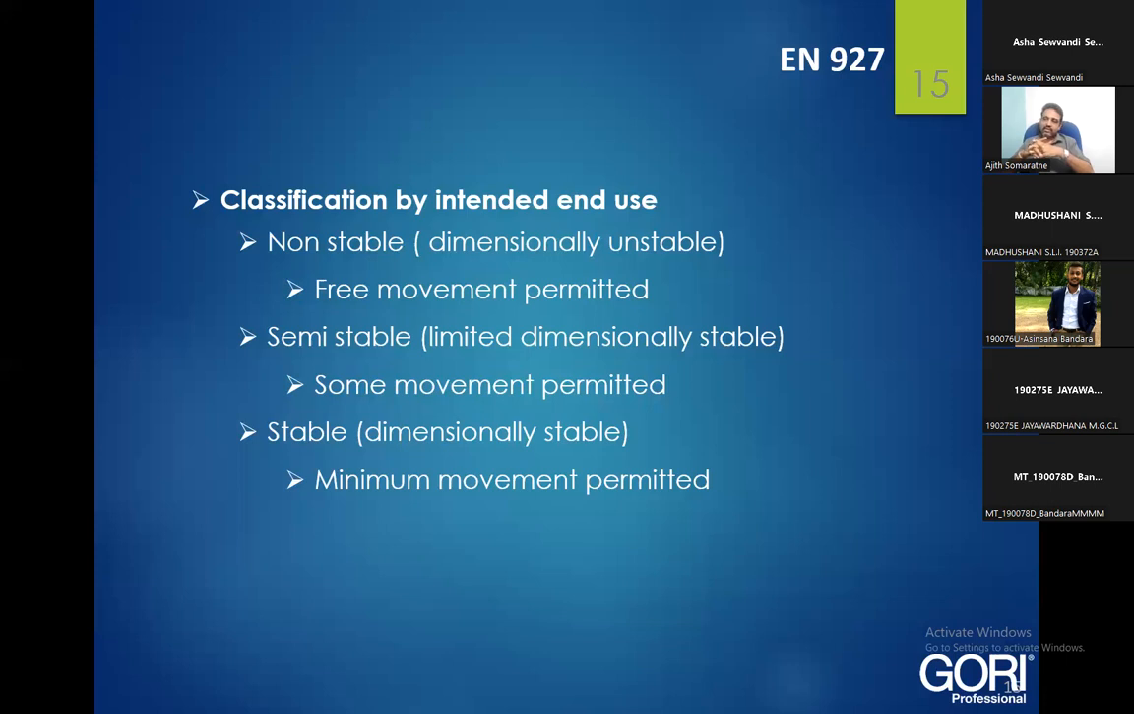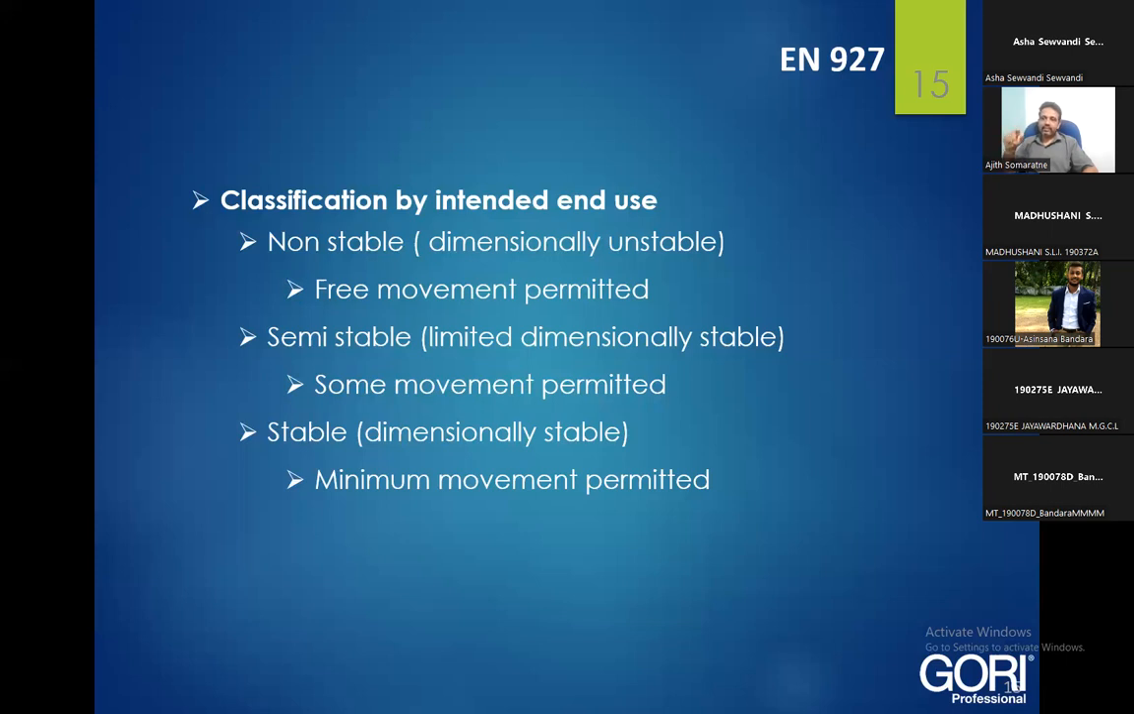The second one is semi-stable. Semi-stable means there may be some applications where we can allow a little movement, right? Little expansion or little shrinkage. Let's say we have a ceiling with a tongue and groove application, but we have kept a limited space for expansion, right? So there's a very little space which we have allowed to expand and shrink. If you have such an application, it comes under semi-stable. I mean, we allow very limited movement there.